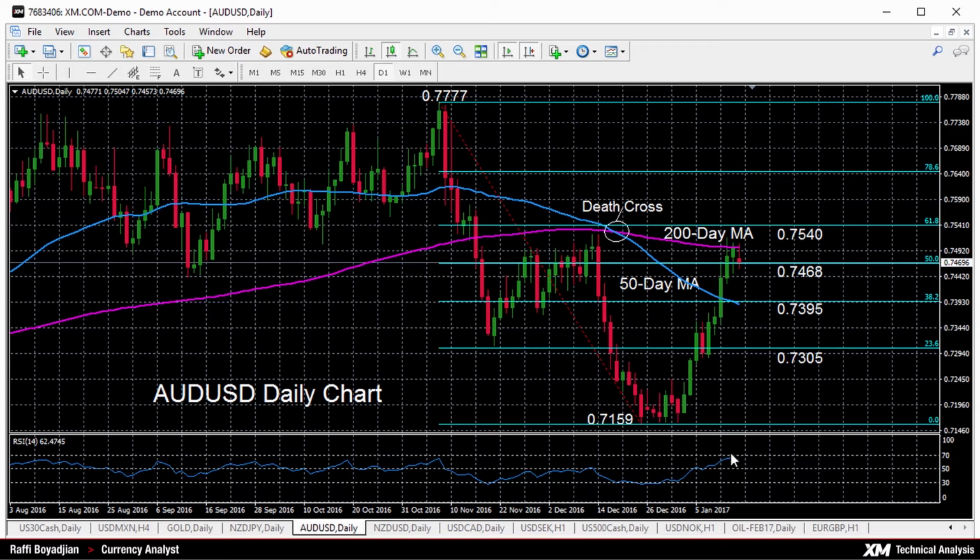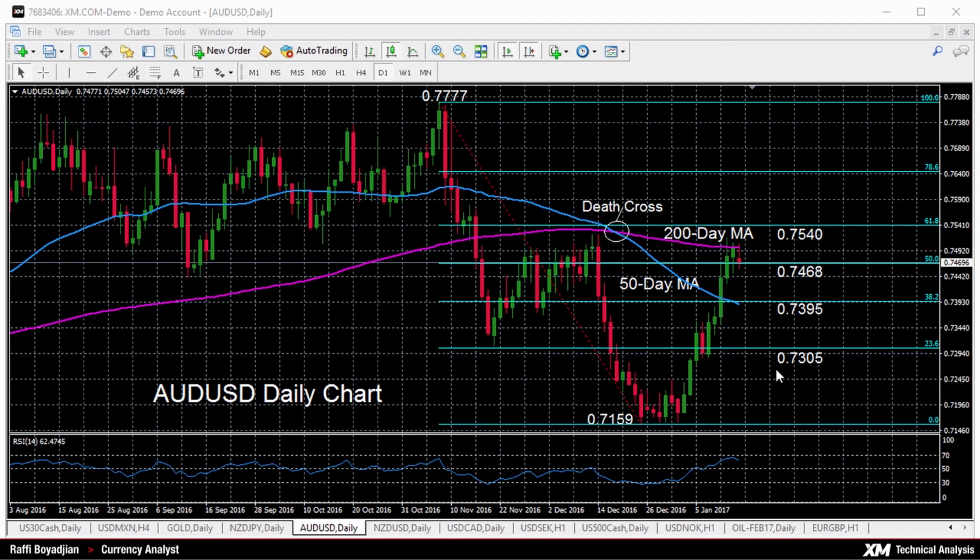Should the pair maintain its current uptrend, the next resistance will likely come from the 61.8% Fibonacci level at 0.7540. If, however, the positive momentum continues to weaken, the 38.2% Fibonacci level at 0.7395 should be watched to the downside, as this is also near the 50-day moving average. A break below this level would shift the near-term bias to negative and bring into scope the 23.6% Fibonacci level at just above the 0.73 level.